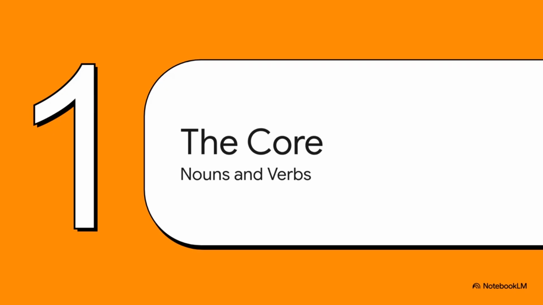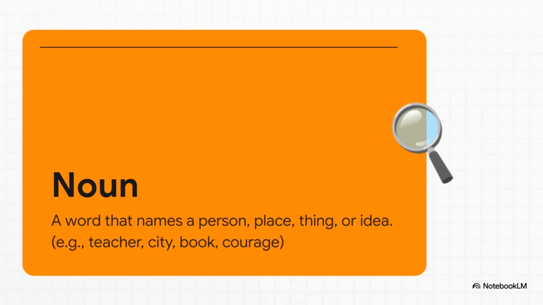All right, first things first. Every good structure needs a solid foundation, and in the world of sentences, that foundation is built with just 2 essential blocks, nouns and verbs. You literally cannot have a sentence without them. Okay, so first up, we've got the noun. This is the who or the what of our sentence. It's the main subject. It could be a person like a teacher, a place like a city, a thing like a book, or even something you can't touch, an idea like courage.